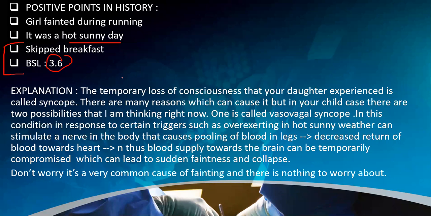Now you have got two cases in one station, which means this patient had a fall. One is vasovagal syncope because it was a hot sunny day and the patient was running a marathon. Obviously, that's a vasovagal. And with that, she also skipped breakfast. And now the BSL is less than 4, which means hypoglycemia. So that's also a cause of the syncope that she had. Otherwise, physical examination is totally fine. All other questions will be normal. Just these are the positive findings. History will be the same as before.